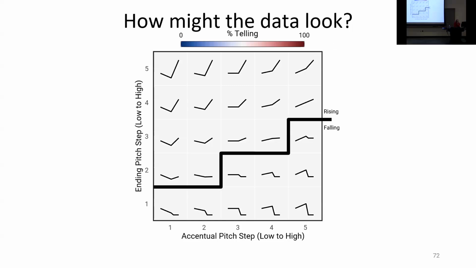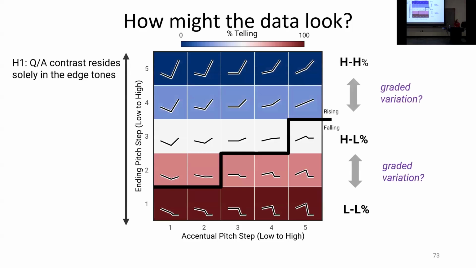So what are our predictions on how the data might turn out? Well, one possibility is that the question assertion contrast resides solely in the edge tones. And in that case, we would expect to get variation in color along the vertical dimension of this plot. It might be categorical, where these are all like the HH ending tunes, and these are all the LL ending tunes, and in the middle this is the plateau pattern. Or we could get graded variation in between these levels, which is what's sort of indicated on the map by these darker and lighter colors of red or blue.